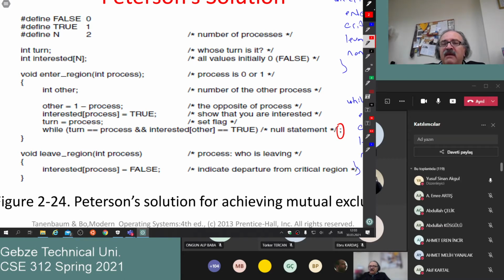Why do you think that both of them cannot run this while loop until infinity? One of them has to go out. If both of them are trying to enter the critical region, one of them will succeed. One of them will return from this function and enter the critical region. The other one will wait. Can you tell me why?